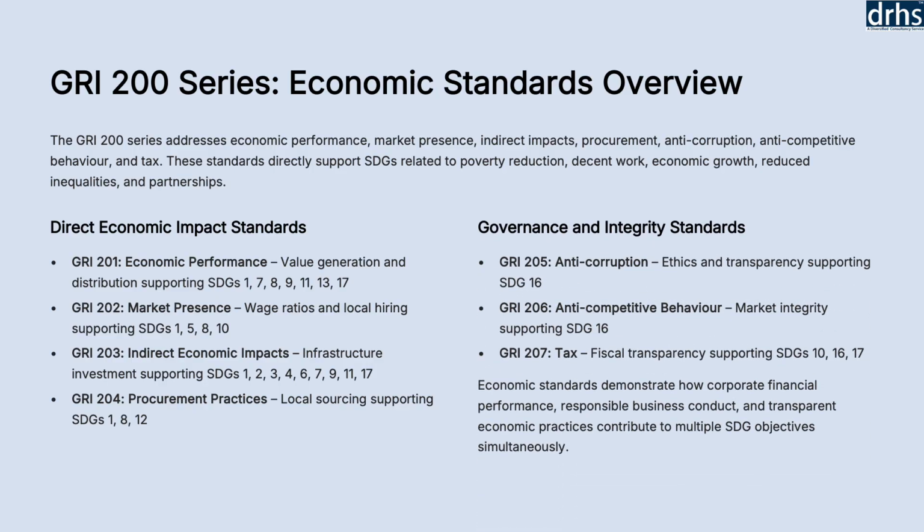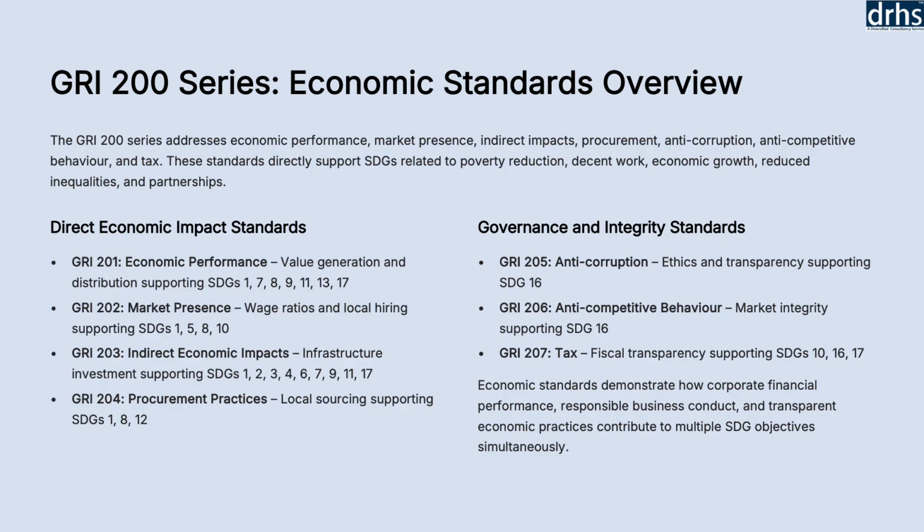Governance and Integrity Standards. The Governance and Integrity Standards address ethical conduct, transparency, and compliance, critical enablers of sustainable economic systems. GRI 205, Anti-corruption, requires disclosures on risk assessments, training, and confirmed incidents, strengthening accountability and trust.